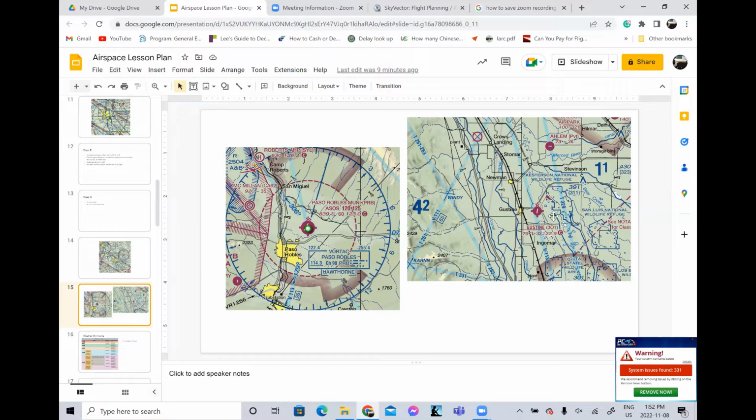And now let's take a look at Gustine. There is no vignette around it. There's also no dash line. If none of those are visible, it means that class Golf will terminate at 1,200 feet AGL, and class Echo will start.